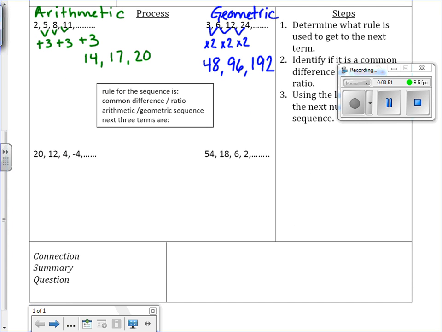Down here is when we're looking at the numbers going down. You can see that they're going down. And from 20 to 12, it looks like I'm subtracting 8. From 12 to 4, I'm subtracting 8. From 4 to negative 4, I'm subtracting 8. But we don't say subtracting 8. What we're going to say is that the common difference is that we're adding negative 8. That's the common difference. This is what we want to say, because arithmetic sequences always have to have addition. And again, I am going to call it an arithmetic sequence.